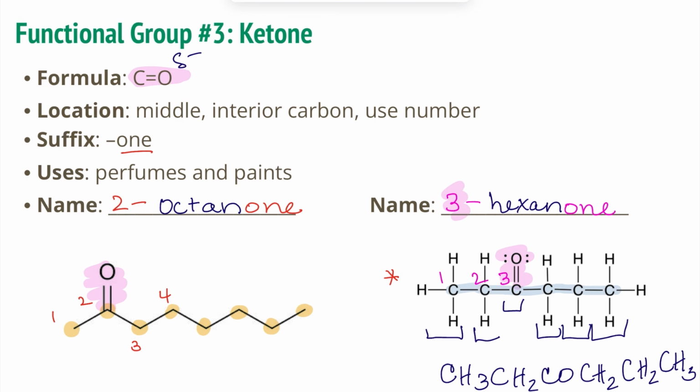If we wanted to do the skeleton or the line structure like we did here, we would do that chain of 6, 1, 2, 3, 4, 5, 6. And then I'm going to show that oxygen double bonded on my third carbon, just showing that with the double bond and showing the oxygen on there. We do need to indicate any elements other than carbons and hydrogens on those skeleton structures.